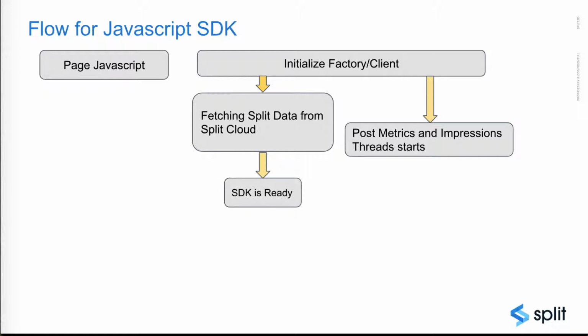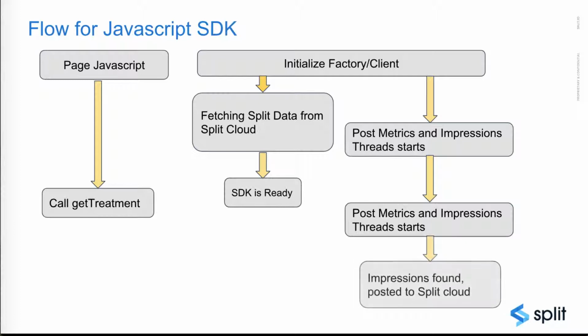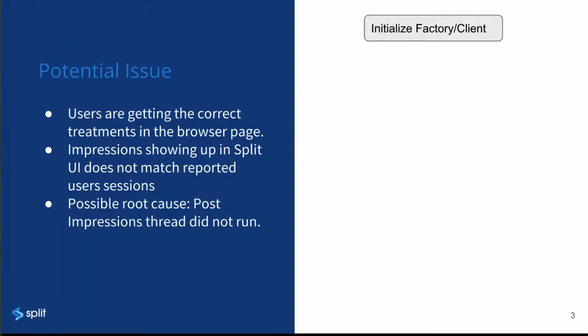Now, once the fetching of the split data is finished, the SDK ready event will fire. And at that time, the main page JavaScript will call getTreatment. Now, the getTreatment will store the impression generated into the SDK cache. And then, after a specific period of time, the post metric and impression thread starts again. Now, the threads will detect that there are impressions in the cache, and it's going to post them to Split Cloud. So what are the potential issues that we're presenting here?